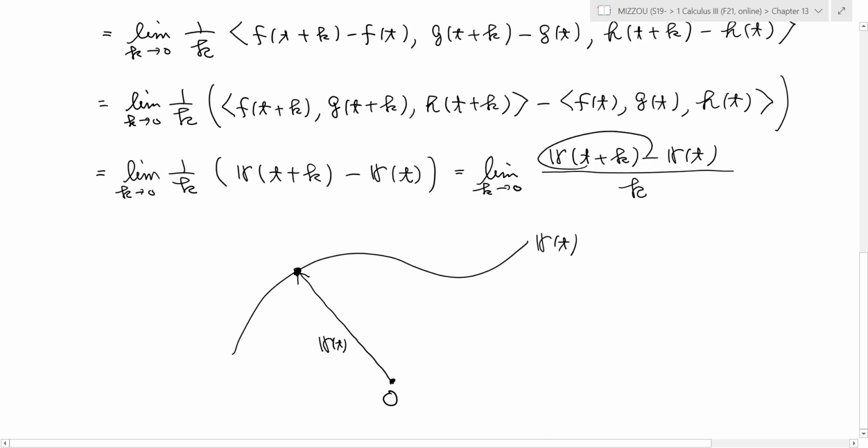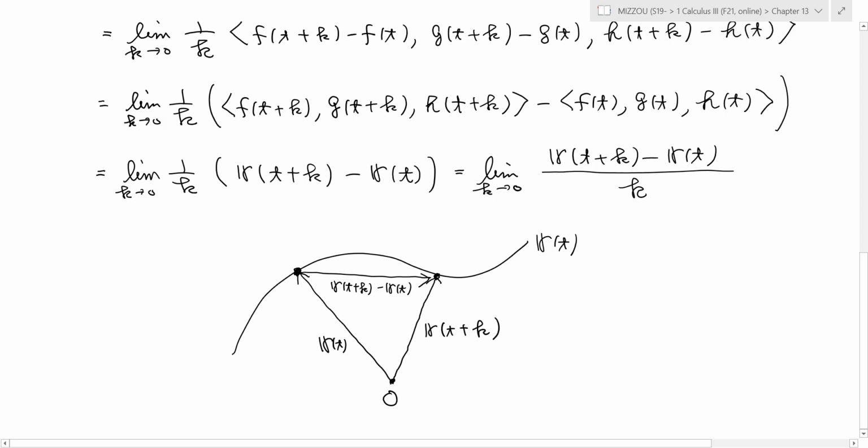Now how about this vector here? Well, the vector here is the position vector of the moving particle after k seconds. So the particle moves in this direction, let's say, and after k seconds, or whatever the unit is, it doesn't matter, you are here. That's the position vector here. And you take the difference. The difference is the vector like this. This vector is r of t plus k minus r of t.